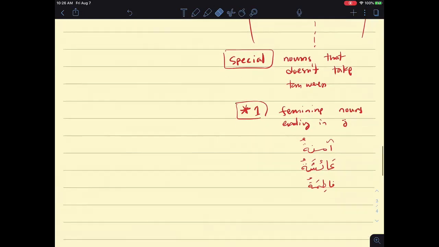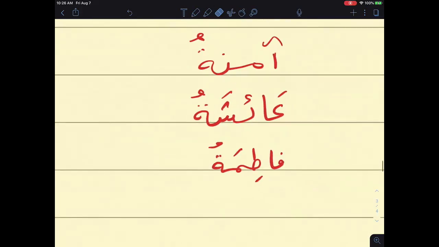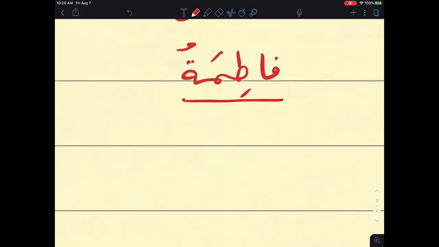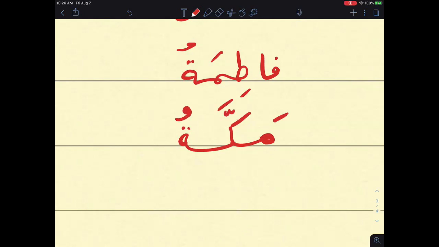So right now, the only thing you have to understand is that when you have these names, Amina, Aisha, Fatima, they cannot take tanwin. I'll give you one more that the book didn't mention, so that you understand this concept: sometimes it doesn't even have to be a feminine name, as long as it's a feminine noun, like a proper noun. For example, Makkah. We've been using this one all our lives, and we never knew this is one of the special ones. It's Makkatu. You can never say Makkatun.